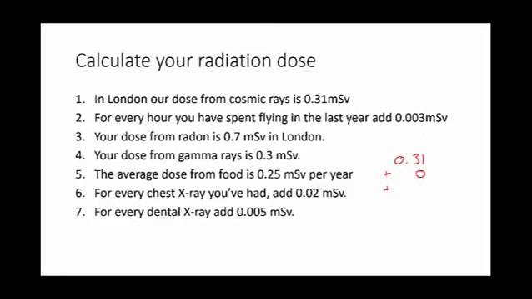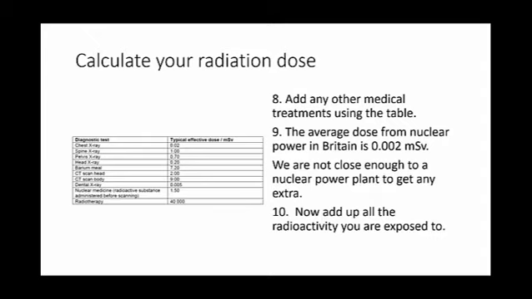My dose from radon, living in London, is about 0.7 millisieverts. My dose from gamma rays is 0.3 millisieverts. And then the average dose from food per year is 0.25 millisieverts. Then, because I haven't had any chest x-rays or dental x-rays, I don't need to add anything for that. Okay, if I add all those up, that gives me 1.56 millisieverts.